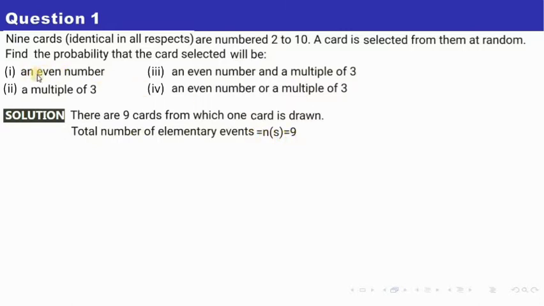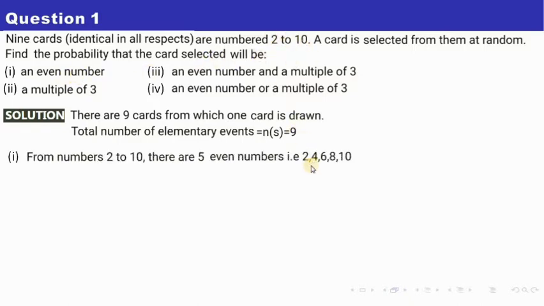So your desire is to get an even number, that means your event for the first case is to get an even number. Now in between 2 to 10, what are the even numbers? The even numbers are 2, 4, 6, 8 and 10. So how many even numbers are there? 5 even numbers. So the total number of favorable outcomes is 5, because we have to get only any one of them.